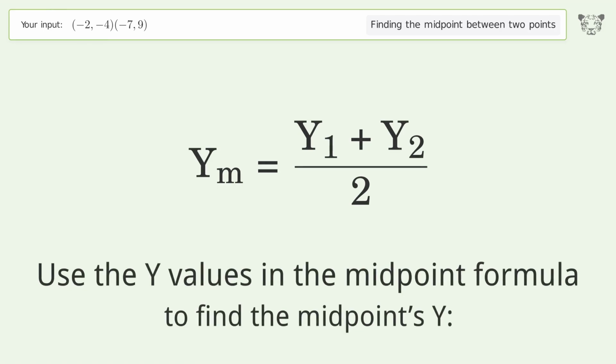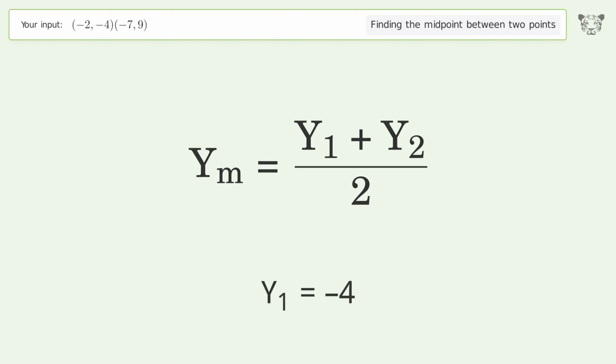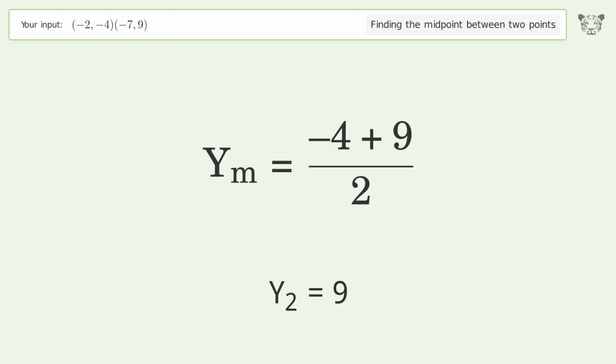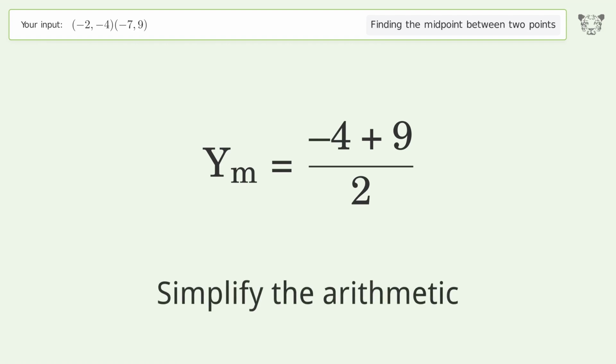Use the y values in the midpoint formula to find the midpoint's y. y1 equals negative 4. y2 equals 9. Simplify the arithmetic.